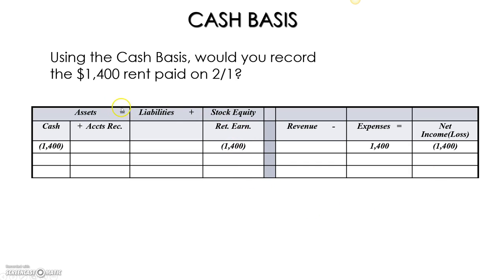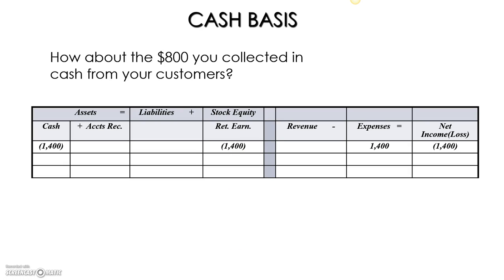As you can see, if you focus on the left side of this chart here, because assets went down and stockholders' equity went down, our basic accounting equation is still in balance. So yes, we would record this under the cash basis. How about the $800 you collected in cash from the customers? Well, did you get the cash? The answer is yes. So under the cash basis, you would record that as well.